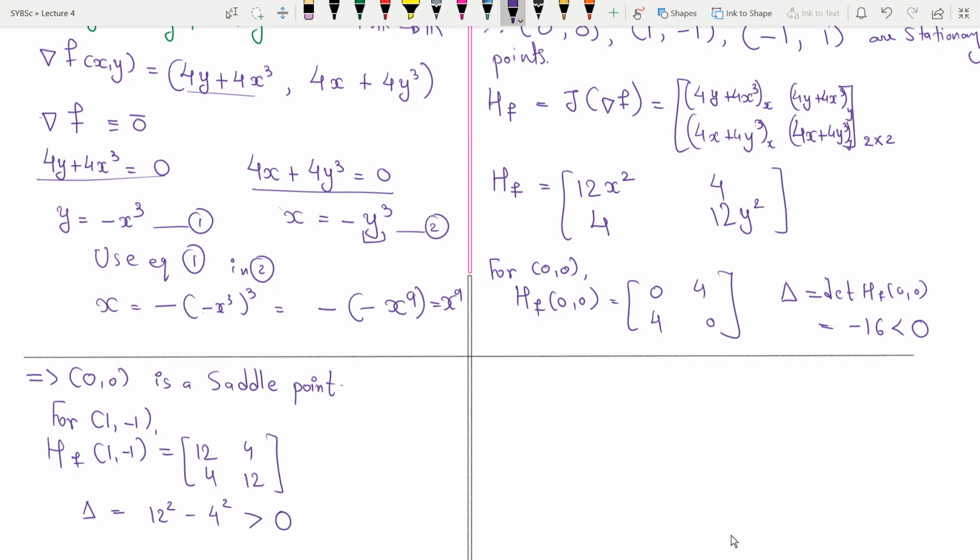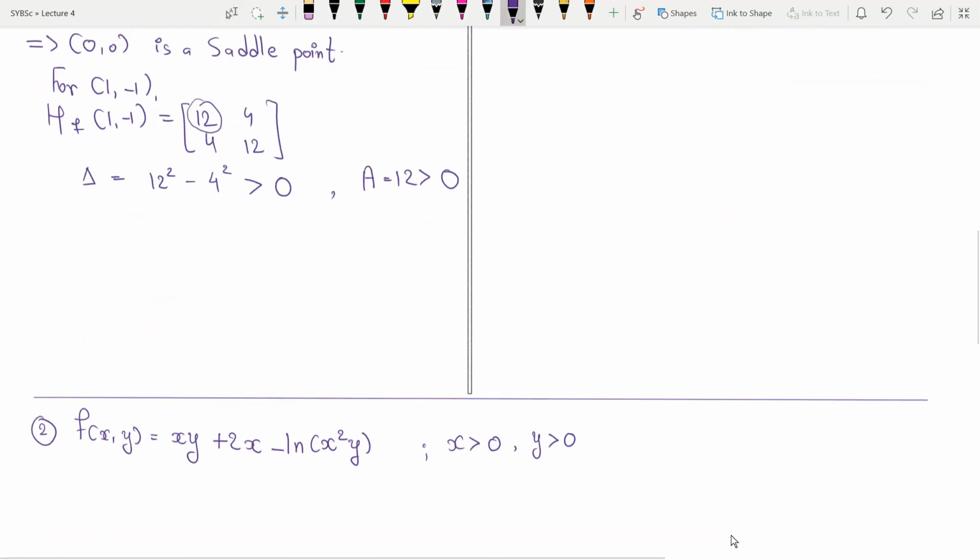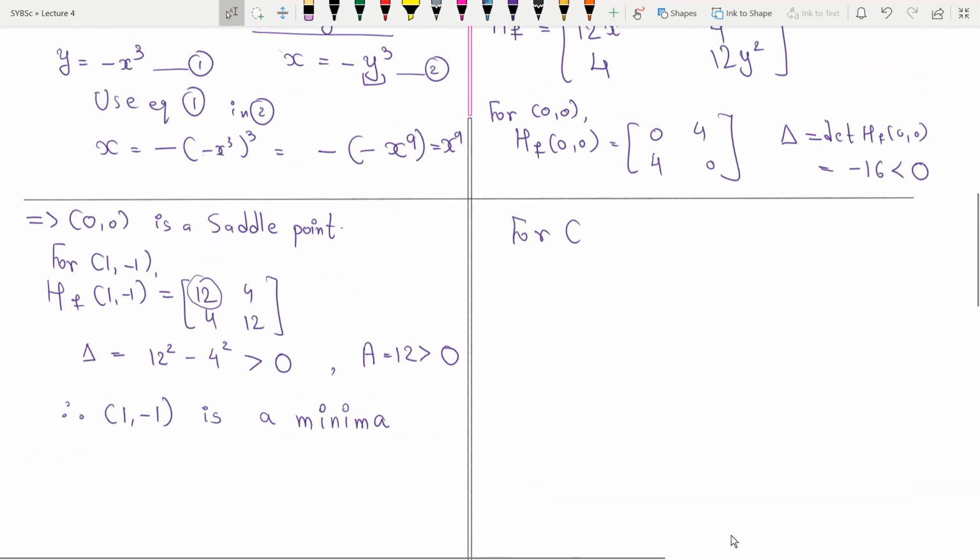I am not worried what the value is. Also you can observe my first entry a, that is nothing but 12, which is also greater than 0. Hence if both of them are greater than 0, then this (1, -1) is a minima. Correct? If both are greater than 0, then it is a minima. Similarly, what was the third point? I think it was (-1, 1). Right? It was (-1, 1).